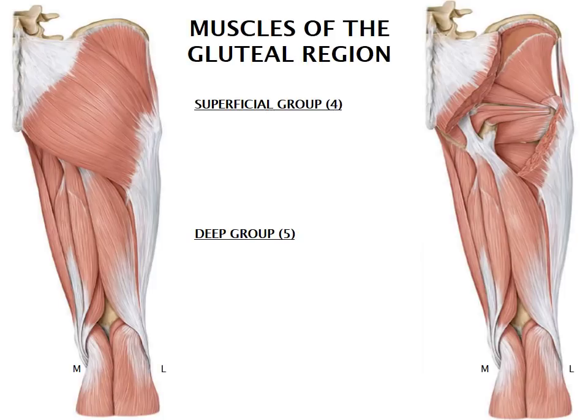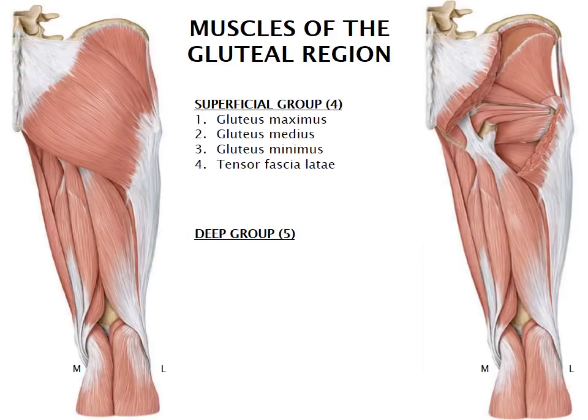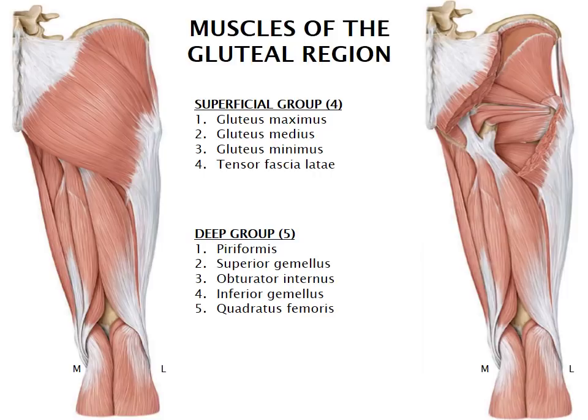The muscles of the gluteal region are divided into a superficial group containing 4 muscles and a deep group containing 5 muscles. In general, the superficial group of the gluteal muscles are responsible largely for abduction and extension of the thigh, and the deep group is largely responsible for external rotation of the thigh. That's also called lateral rotation, but realize these are broad generalizations.